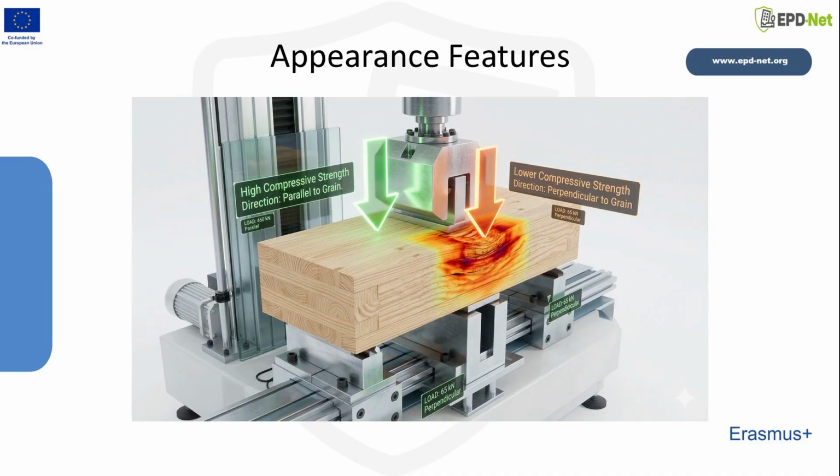Appearance features are important in architecture because wood is often used not only as a structural material but also as an expressive surface material. In interiors, facades, furniture, and ceiling systems, wood creates warmth, texture, rhythm, and natural variation. However, appearance should not be separated from performance. Some visual characteristics may indicate grain direction, knots, density variations, or other features that affect strength and workability. Therefore, architects should read wood surfaces both aesthetically and technically.